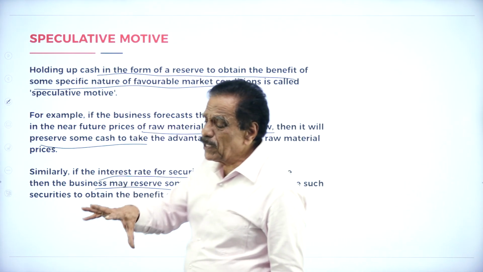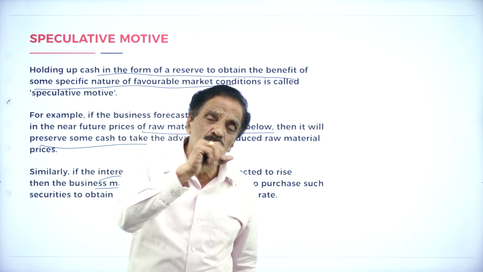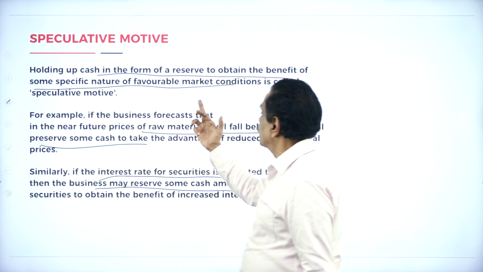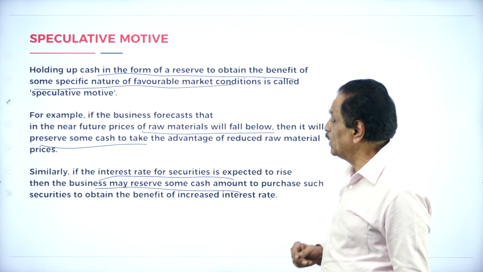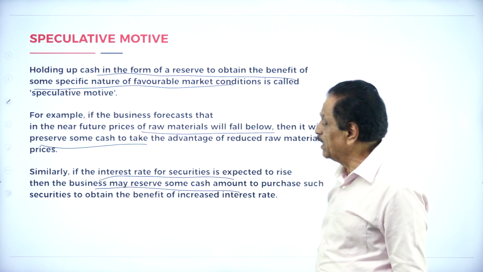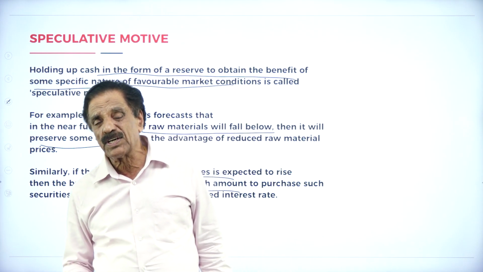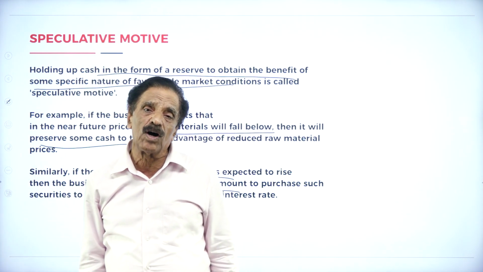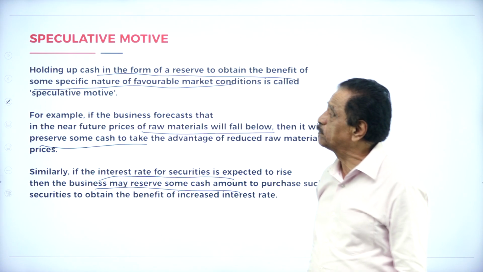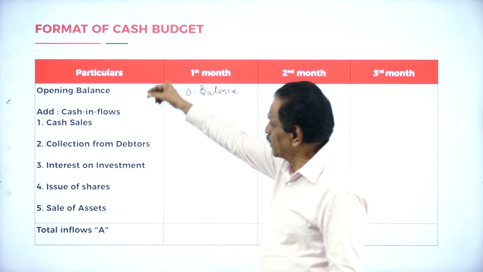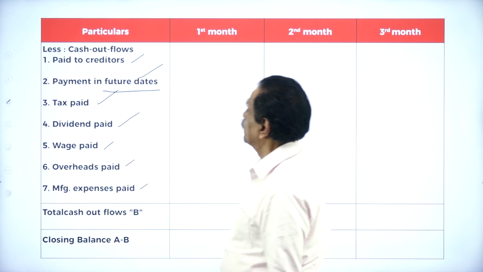Then the speculative motive. Suddenly, if the raw material price has come down, you must be in a position to purchase the raw material under favorable market conditions. Or if the interest rate on a security is expected to rise, you purchase the security, and when the interest rate goes up, you get more profit. That is your speculative motive. Then the cash budget, which I have explained.